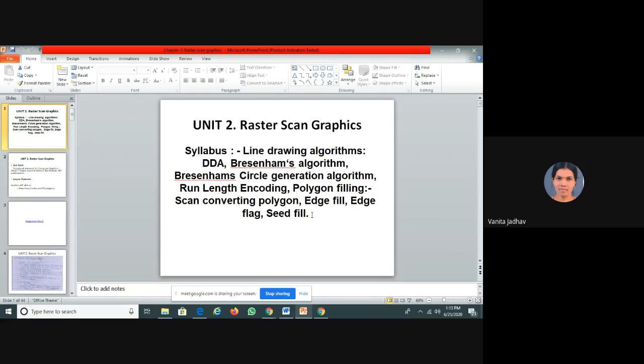Are you writing? Okay. At least write the syllabus and textbook name, and then we'll proceed further. Especially for this chapter, it is required to write everything in your notebook, because we are solving examples. I will solve one example, and you need to solve one or two examples. Example solving is most important in this chapter, so you need to write everything in your notebook. That will be better.